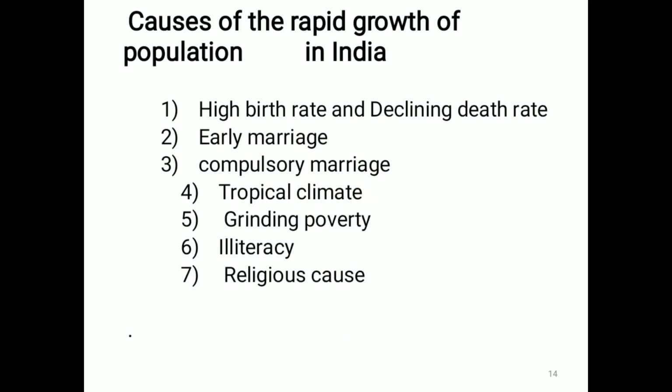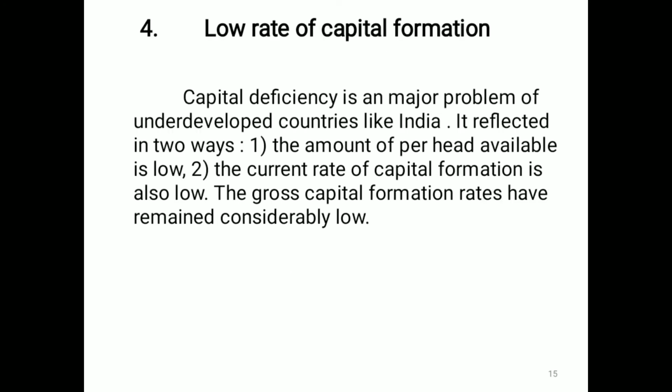There are some causes of the rapid growth of population in India which can be explained as follows. The first cause is high birth rate and declining death rate. The second cause is early marriage. Third one, compulsory marriage. Fourth one, tropical climate. Fifth one, grinding poverty. Sixth one, illiteracy. Seventh one, religious causes. So these are some causes behind the increment in the population of India.